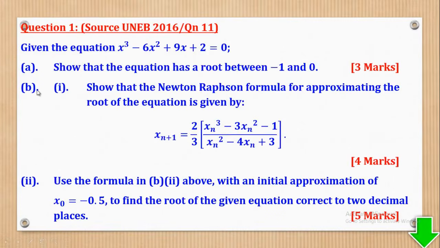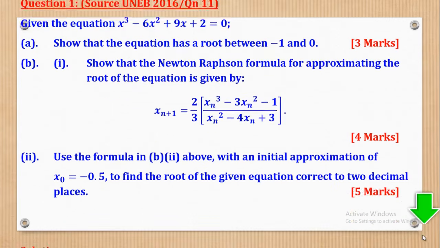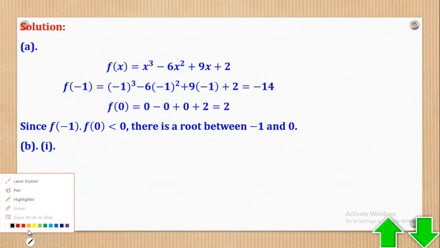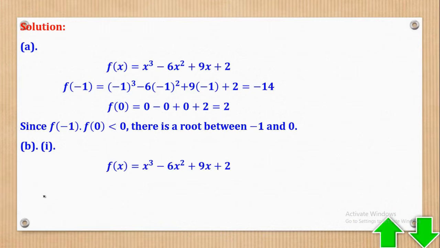So now we shall go to part B, Roman 1. Part B, Roman 1 says, show that the Newton-Raphson formula for approximating the root of the equation is given by this. So the Newton-Raphson formula for this equation is given by this. So let's do that. First of all, you already know that for the Newton-Raphson formula, you have to first get f(x) and its derivative. So this one is here, so next is to get its derivative.